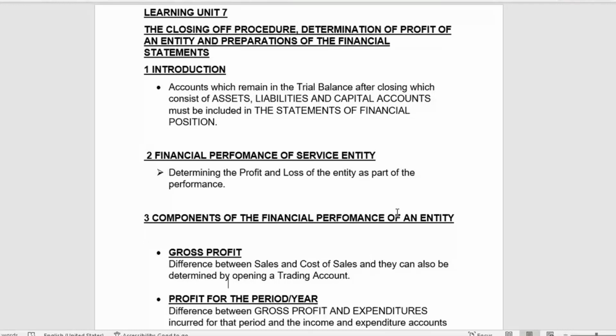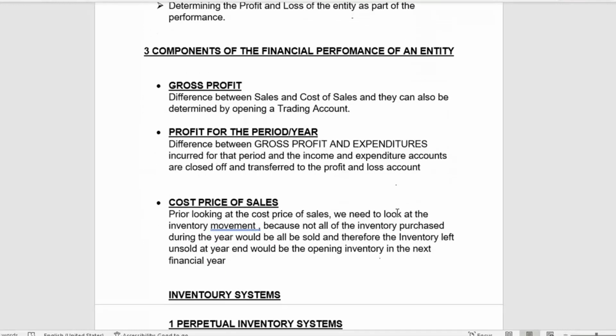So let's have a look at the components of the financial statement of the service entity, or just an entity as well. Gross profit, which is the difference between the sales and the cost of sales, can also be determined by opening a T account, which is called the trading account. Sometimes they would say determine the gross profit by following the T account, not by following that framework that we are used to. So what you do is open up the T account, do your vertical and horizontal line, and then you show me the sales on the credit side, and the cost of sales on the debit side. If you're not given the cost of sales, remember the process of calculating that: opening inventory, purchases, your carriage, and then you minus your closing inventory, it will give you your cost of sales. And then your cost of sales deducted from the sales will give you the gross profit. And then you are done.